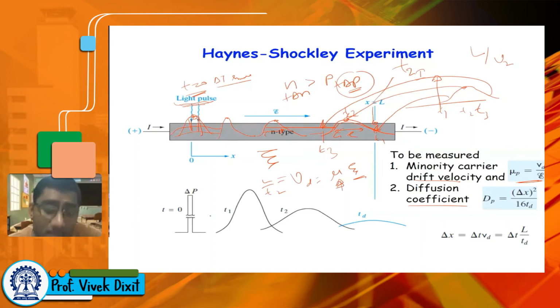And what was the diffusion coefficient? For the diffusion coefficient you have to look at this curve. The spread of the curve will tell you the diffusion coefficient, correct? When we see the total equation, we will be able to relate how it is related to the spread here. This spread will be in terms of delta t, and how it is related to the spread in delta x. So delta x is delta t times drift velocity.